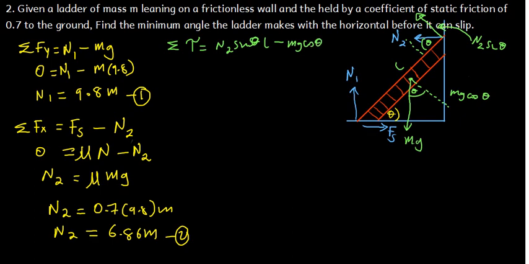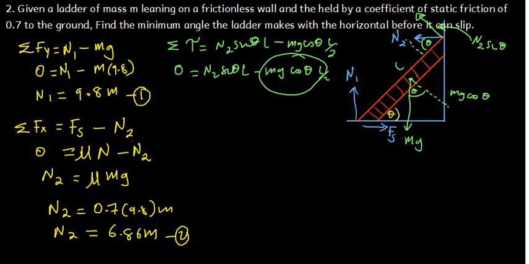Now what is the length, the distance from there to there? That is just half of L. So we'll say L over 2. Well, the net torque is 0. That is N2 sin theta L minus mg cos theta L over 2. Now we know that N2 here is 6.86 m, so we can substitute there. And I can take this term to the other side.